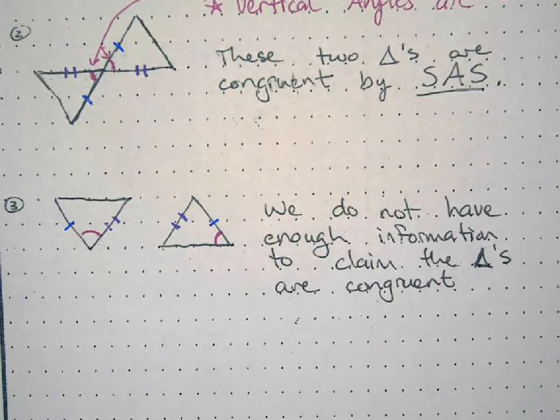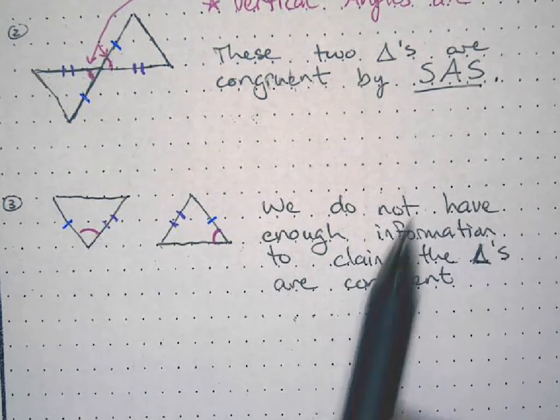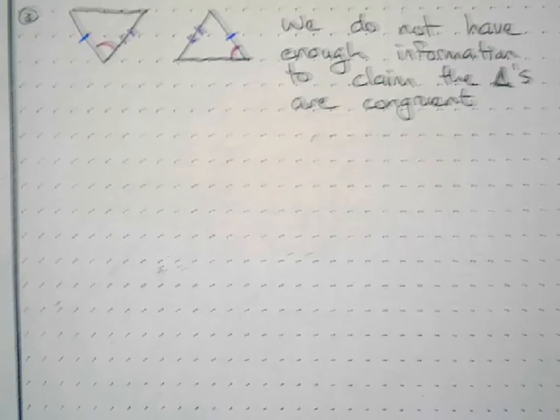So we just don't know enough. And that happens. So we would just make this statement: not enough information, not congruent. I would prefer if we said not enough information, because they could be congruent, we just can't prove it.